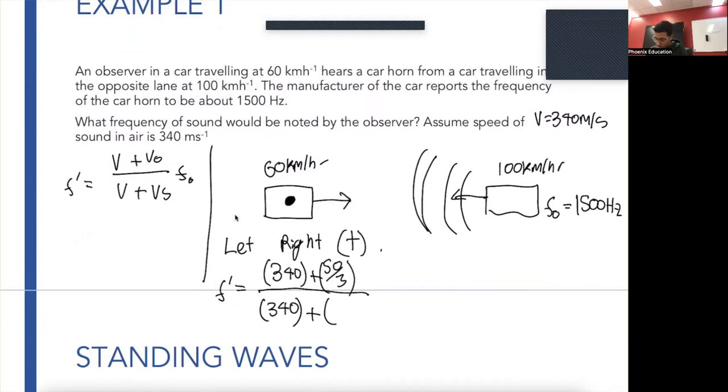So what it will be is 250 over 9 meters per second, but it will be negative. So 250 over 9 meters per second negative. Okay, so I just converted kilometers per hour to meters per second. And f0 is 1,500. So we'll just plug that in there. Okay, and this will give us our final calculation.